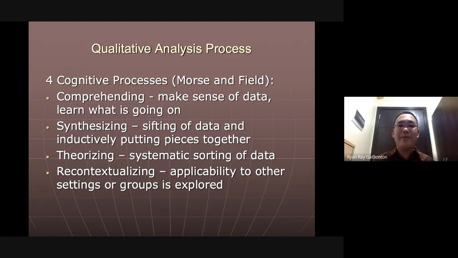Okay? And when you are done theorizing your data, you try to recontextualize, no? That's the fourth cognitive process, or apply your findings to other settings or groups. Tina-transfer mo, dito na papasok yung transferability or yung pag-transfer ng iyong findings to other settings na similar sa setting mo.